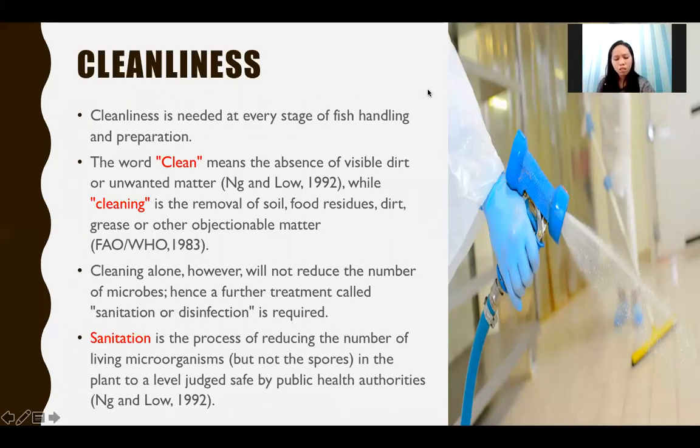How about cleanliness? So cleanliness is needed at every stage of fish handling and preparation. So definition of terms, the word clean and cleaning are two different terms. The word clean means the absence of visible dirt. Wala kang makikitang dumi. That means it is clean. Or walang unwanted matter na present doon. While the word cleaning now pertains to the process of removing soil, food residues, dirt, grease, or other objectionable matter. So that is cleaning.